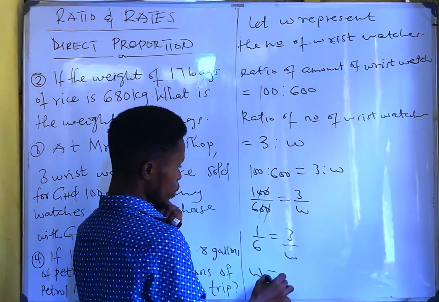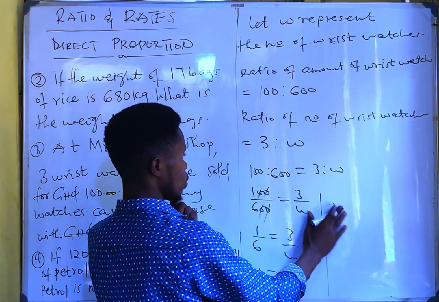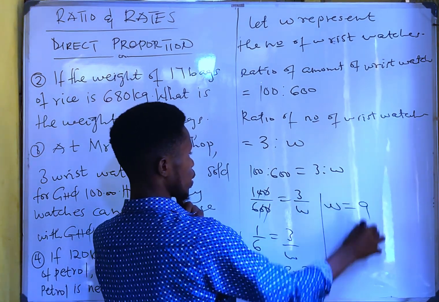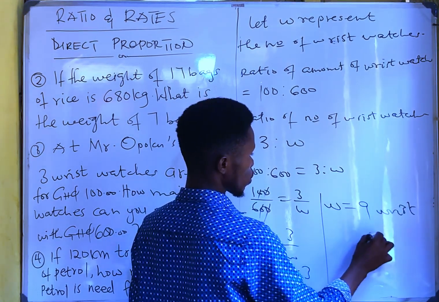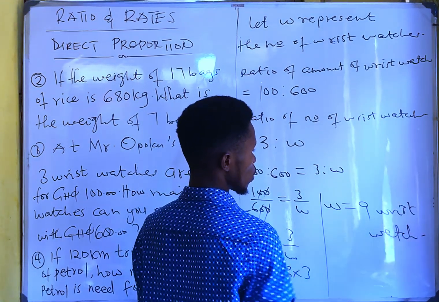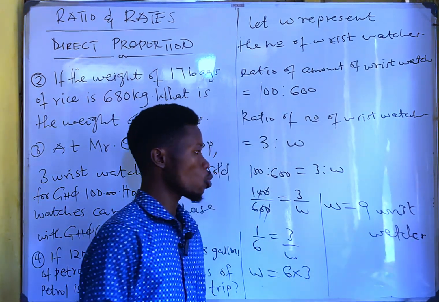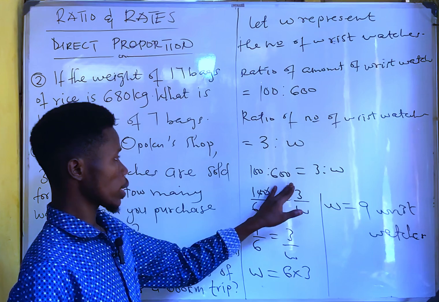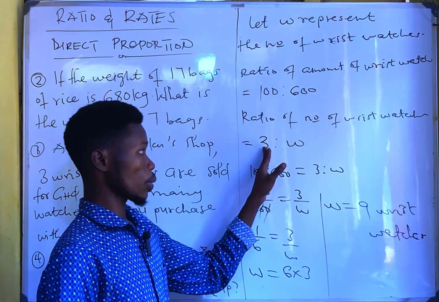So our W will be 6 times 3. So our W will be 18 wristwatches. Okay. So if you spend 600 cedis, you get 18. If you spend 100 cedis, you get 3.